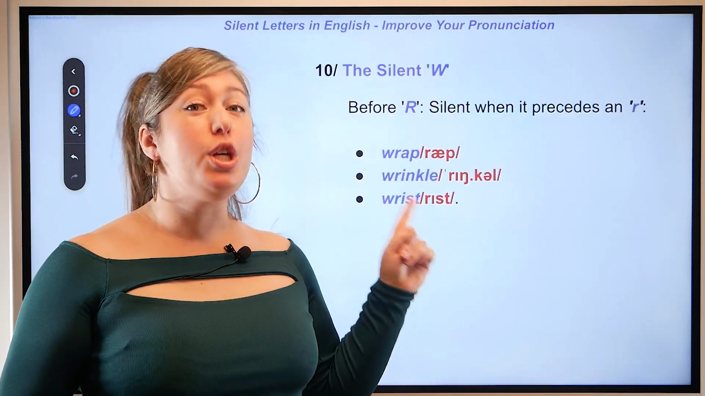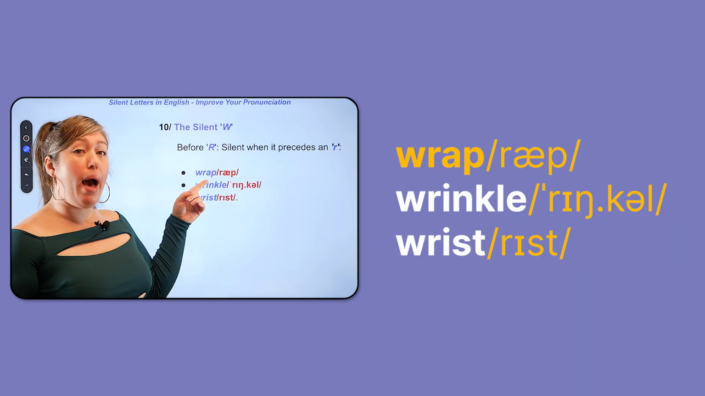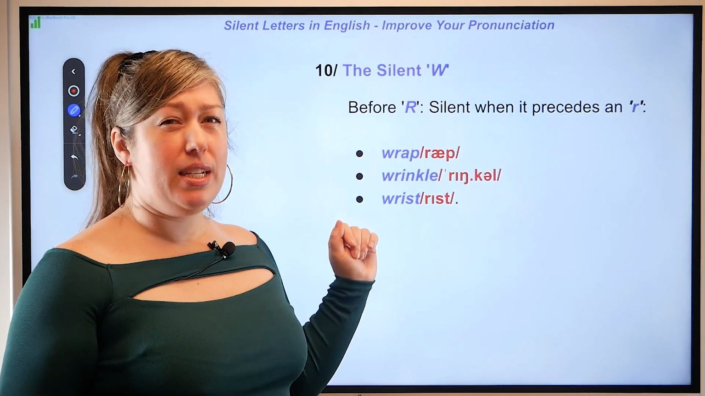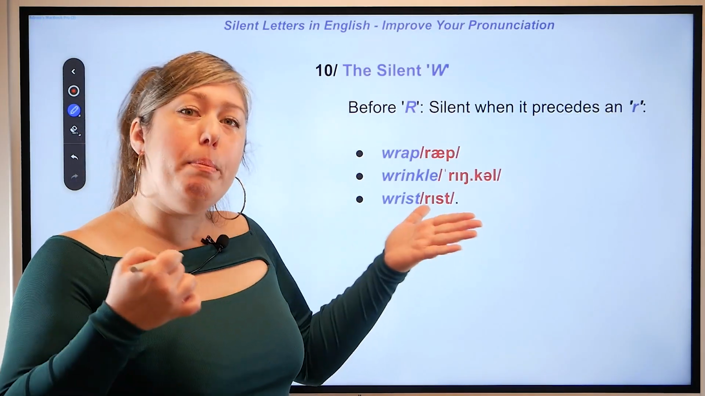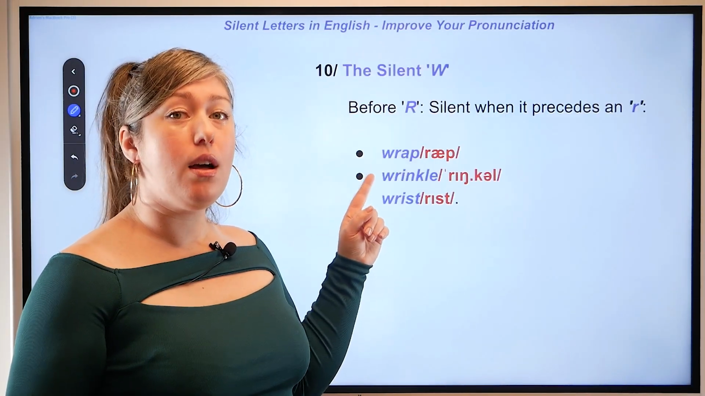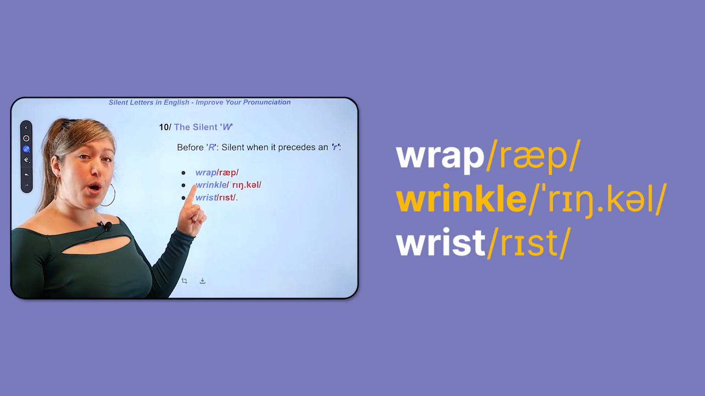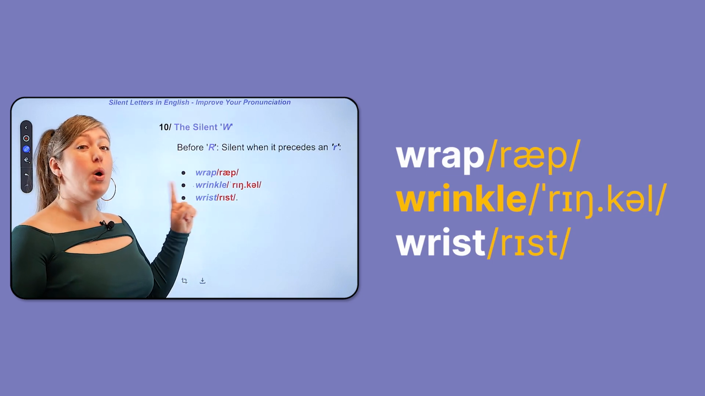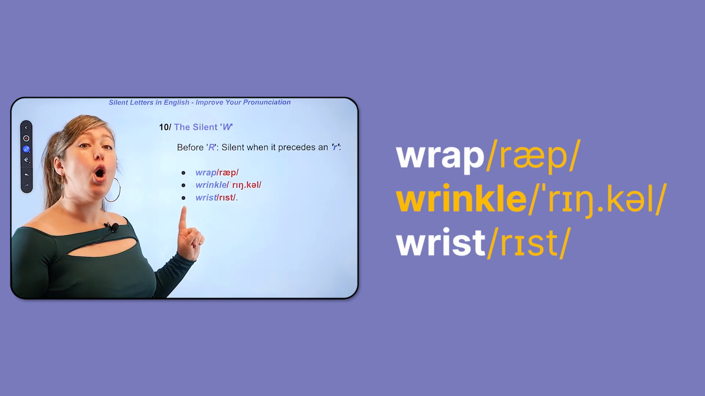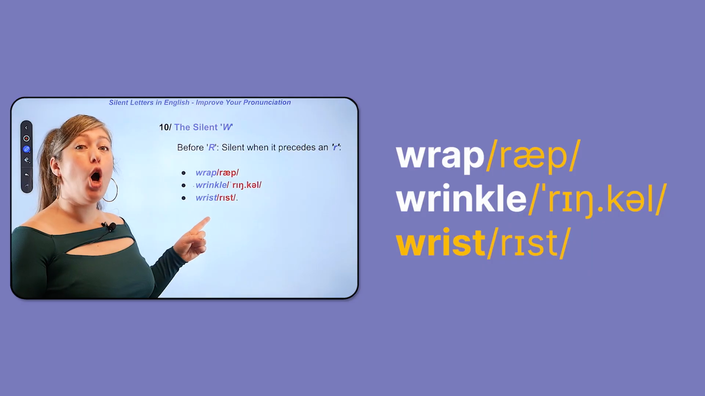The silent W usually comes before the letter R. For example, rap. We don't pronounce that W to say rap. We blend it together and we focus on the R sound, rap, rap. And here, don't say the W because you know that when W is before the R, we omit the sound and we simply say wrinkle, wrinkle. And this one, again, silent W, wrist, wrist.